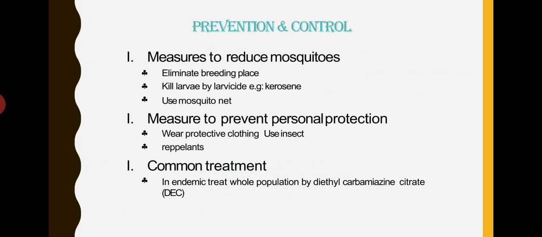Then how to prevent this filariasis? We can certainly reduce the mosquitoes by eliminating their breeding places, by killing the larvae with larvicide, for example kerosene, and by using mosquito nets to prevent mosquito bites. Then there are other measures: personal protection, including wearing protective clothing and using insect repellents. Then mass treatment of the whole population with diethylcarbamazine citrate. These are some treatment measures.